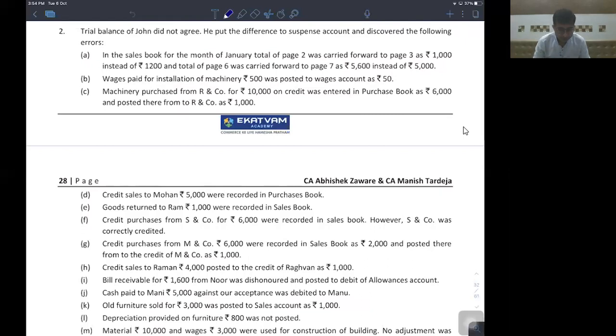I'm sorry. Sales book for the month of January, total of page 2 was carried forward to page 3 as 1000 instead of 1200. Okay, reverse entry in fact. Suspense account debit to sales account rupees 400 will be the entry.